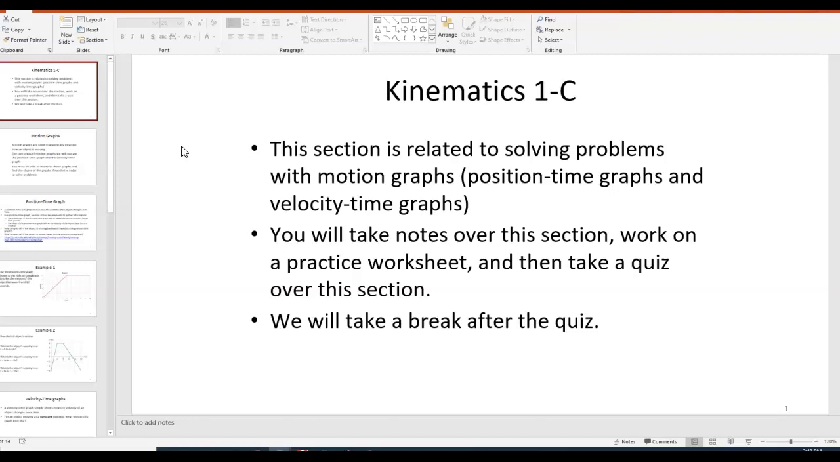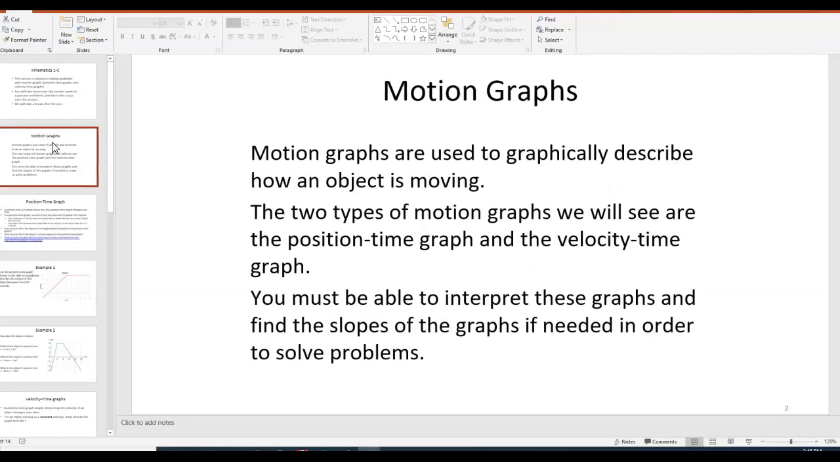So, as always, please follow along closely, take notes, ask questions if you need any help. The first thing we're going to look at is the two types of motion graphs, like I said, the position time graph and the velocity time graph. And basically what these graphs are is they're ways of describing how an object is moving over time. Okay, and so we're going to start off by looking at the position time graph, and then after we do some examples with that, we'll look at the velocity time graph.